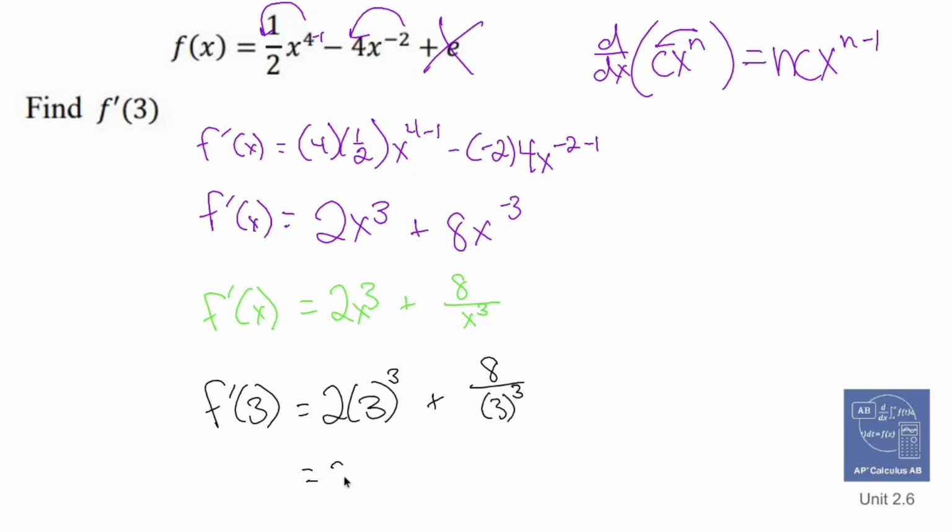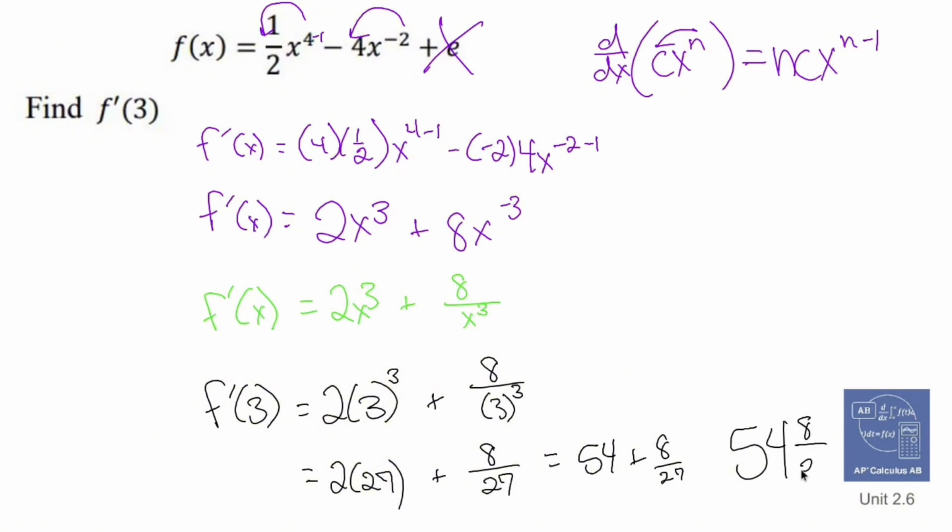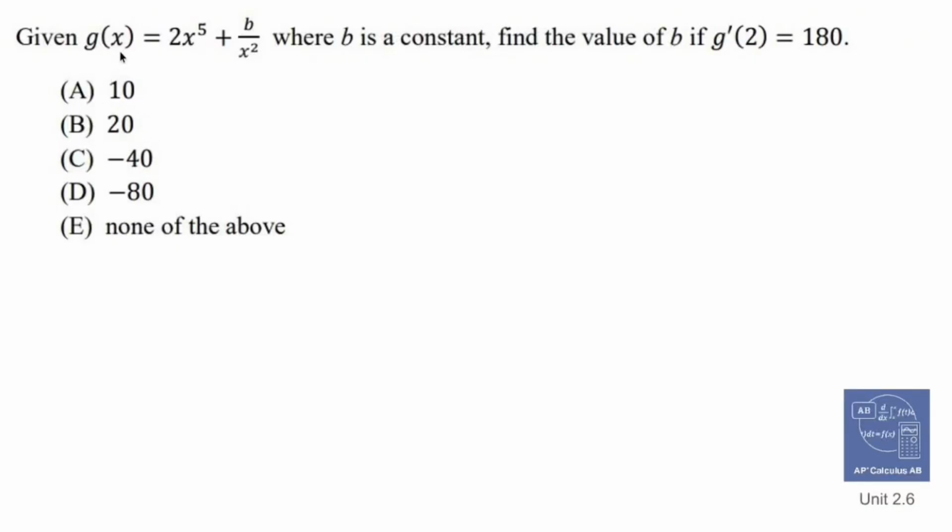So 3 cubed is 27. So that's going to be, what, 54 plus 8 over 27, which is 54 and 8/27. I'm not going to lose sleep trying to simplify that. I'm going to let it go like that. Not the prettiest thing in the world, but that's my answer. I like this one. This is going to be pretty fun.